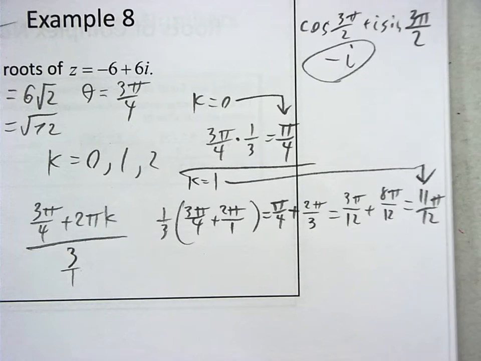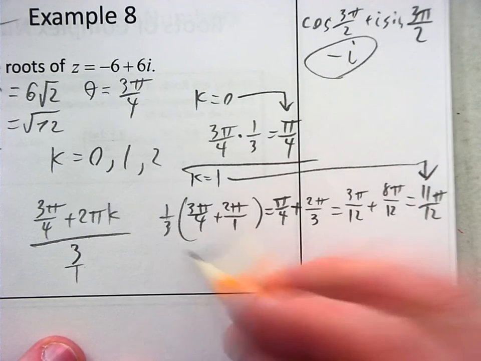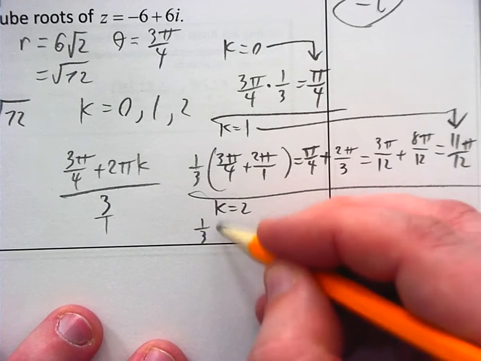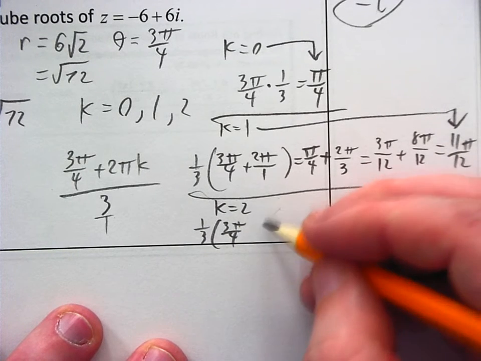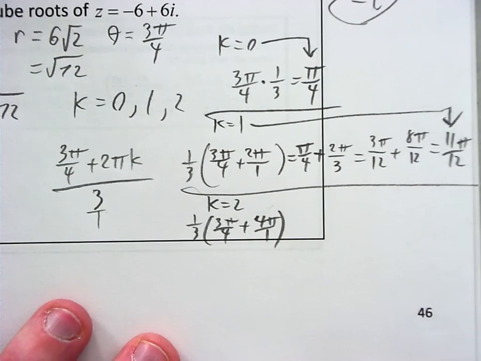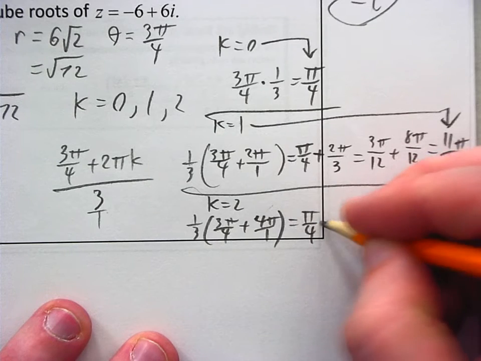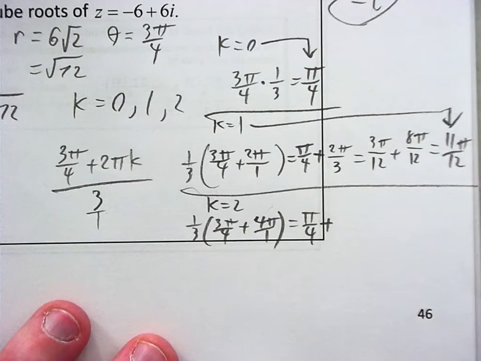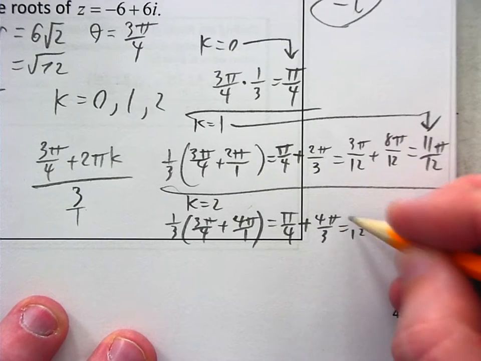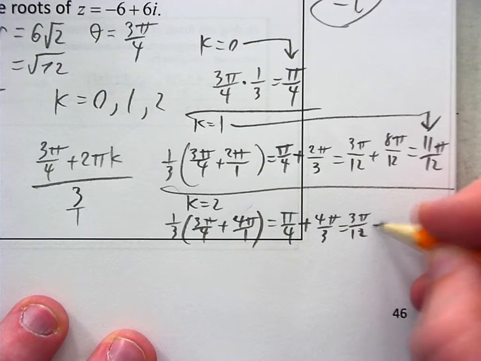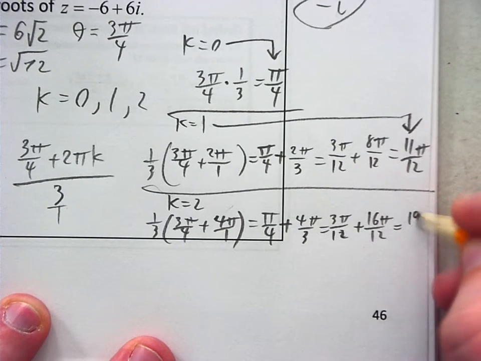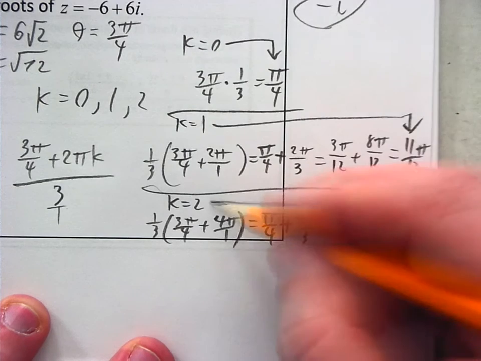Everybody with me so far? Okay. One more. K equals 2. So I still have the 1/3. It's still times 3 pi over 4. But now this is what? 4 pi over 1. Okay? So again, you still have pi over 4. But what's 4 pi times 1/3 going to give you? 4 pi over 3. Common denominator is 12. So again, I have 3 pi over 12. 16 pi over 12 for the 4 pi over 3. 19 pi over 12. Remember when I said working with fractions is important?